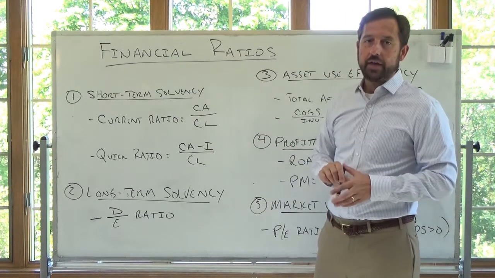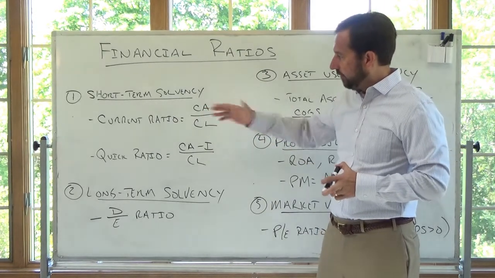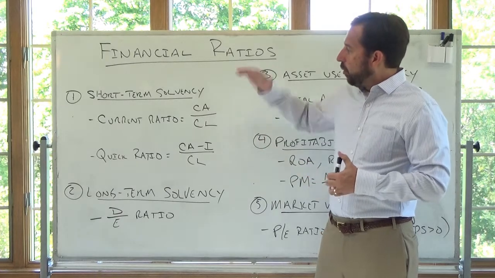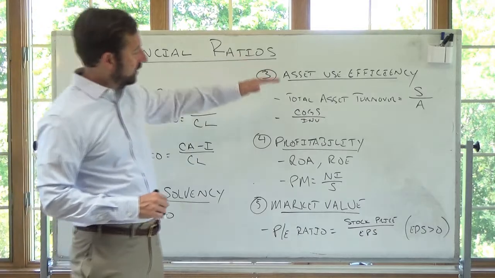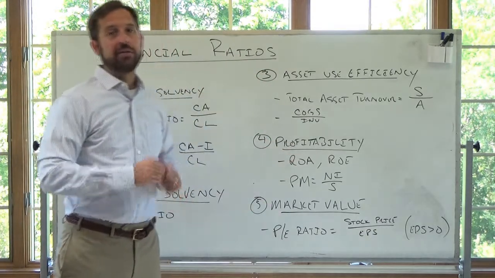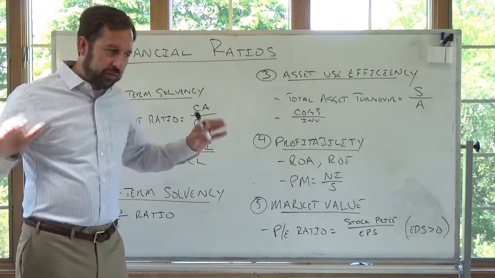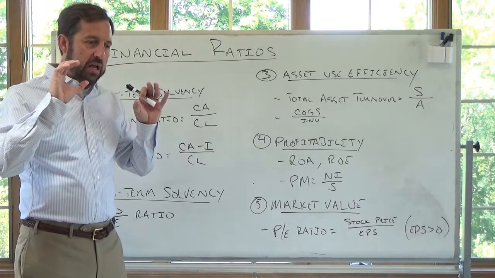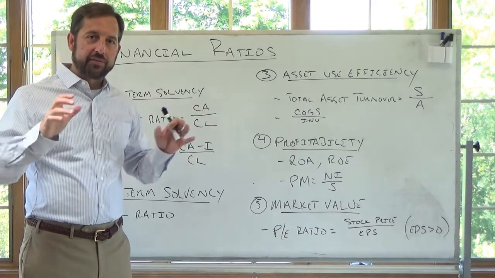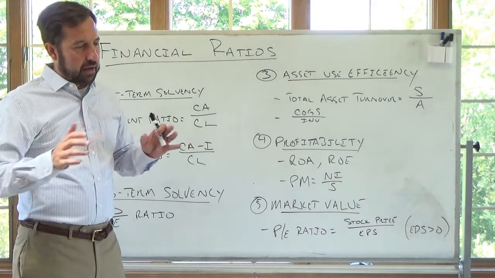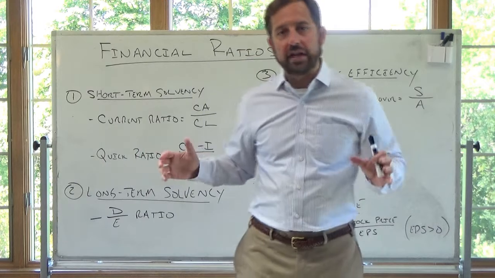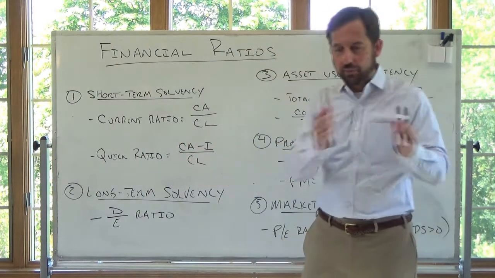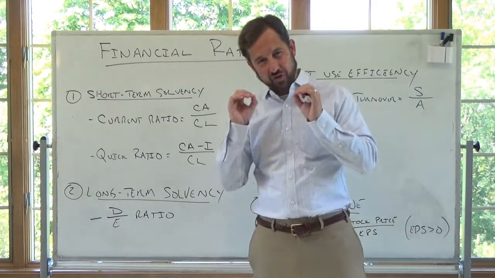Let's go through some ratios. Now, we categorize the ratios. So we have short-term solvency, long-term solvency, asset use, profitability, and market value. Again, all throughout this course, I'm going to mention we don't classify things arbitrarily, or I will never use just an arbitrary classification. If we ever classify something like primary or secondary market, there's a reason for it.